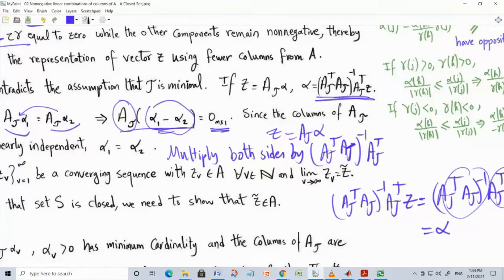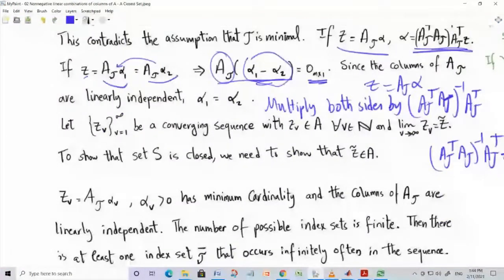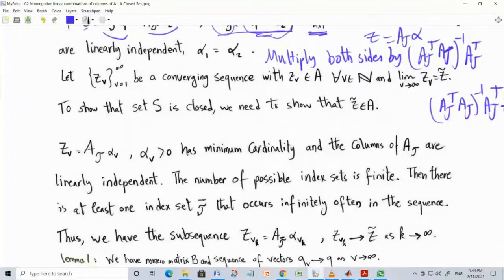Now for every Z there is a unique associated alpha. Again, if you know that a Z is in set S, you can take it a step further, and you are able to express Z as a matrix, not A, but a collection of the columns of A that are linearly independent, and a corresponding alpha vector that is strictly positive. Now, we need to show that S is a closed set.